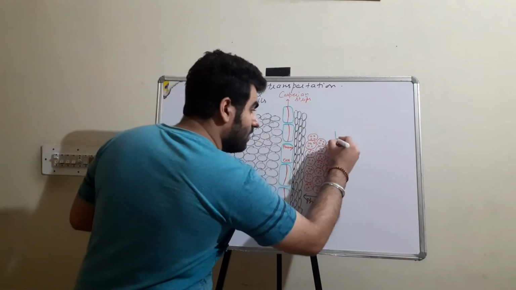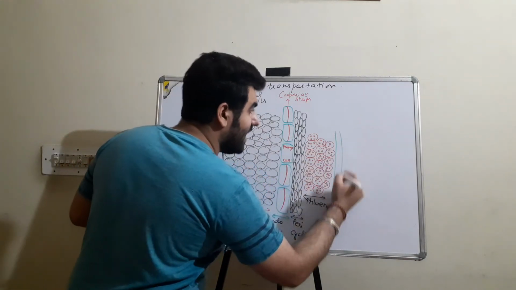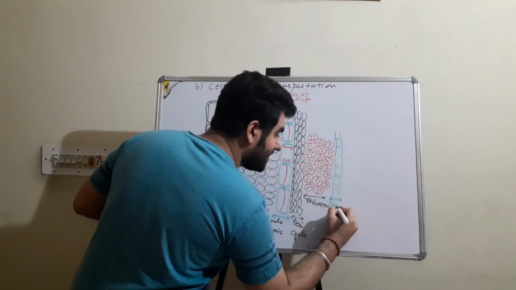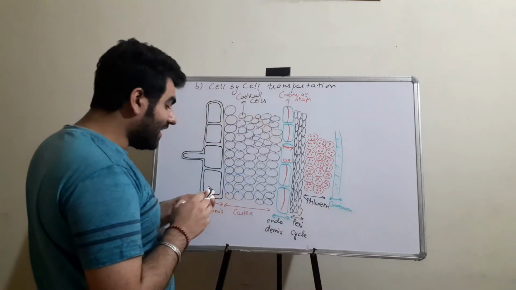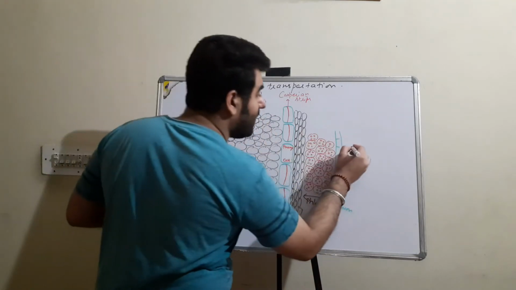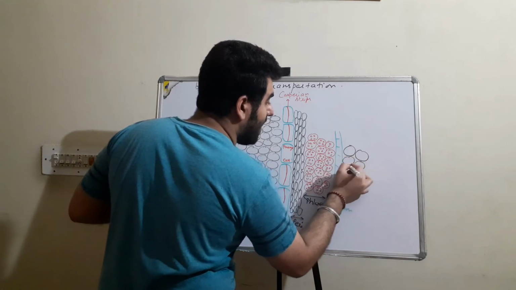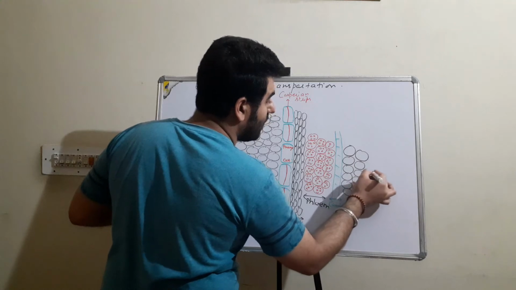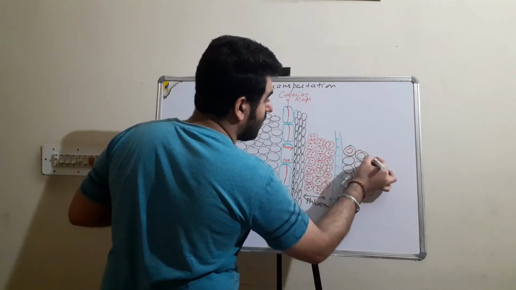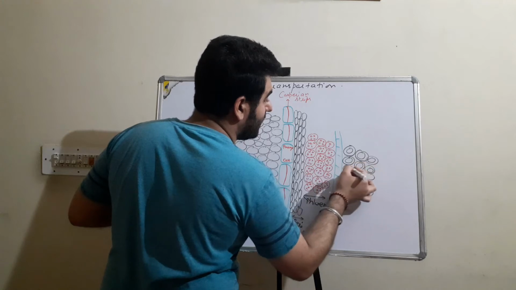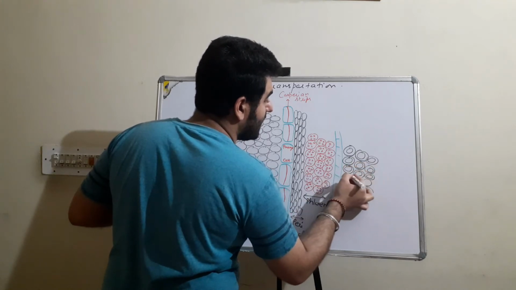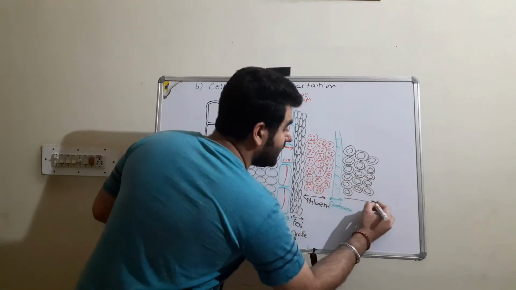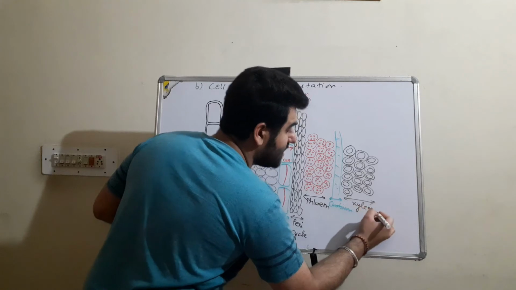Next, there is one more layer. This layer over here is known as cambium. So this layer is cambium, and at last, inner to cambium, we are finding the final layer. This inner layer is known as the xylem. This inner layer is known as the xylem.